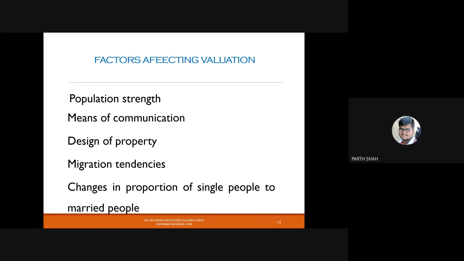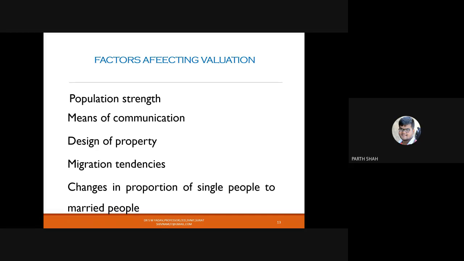Means of communication. If the area is newly developing and there are no proper roads, no street roads, or no proper communication, that particular society will not have that value of houses compared to the society which is well developed and well connected with good roads, or may have a nearby bus stand, or a nearby railway station. So means of communication is also one of the important factors deciding the value of a property.